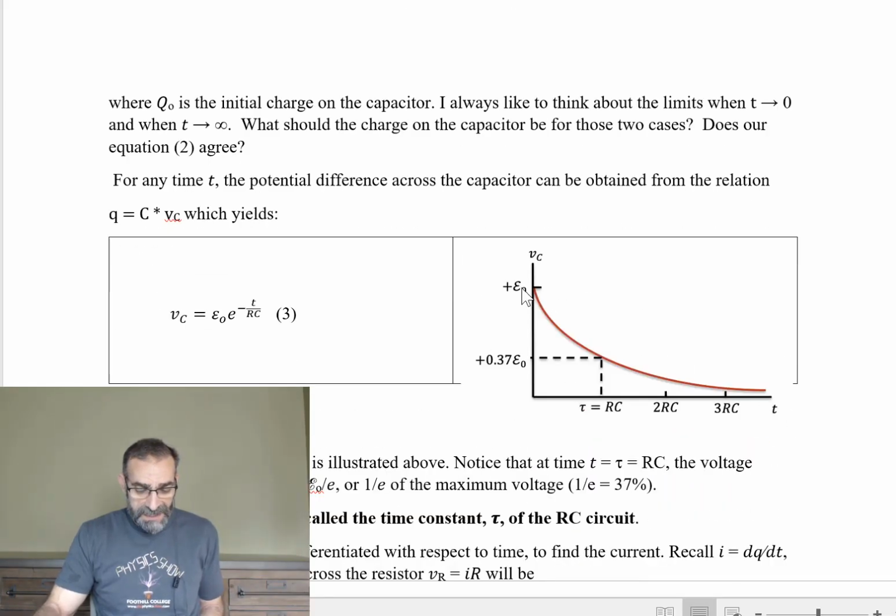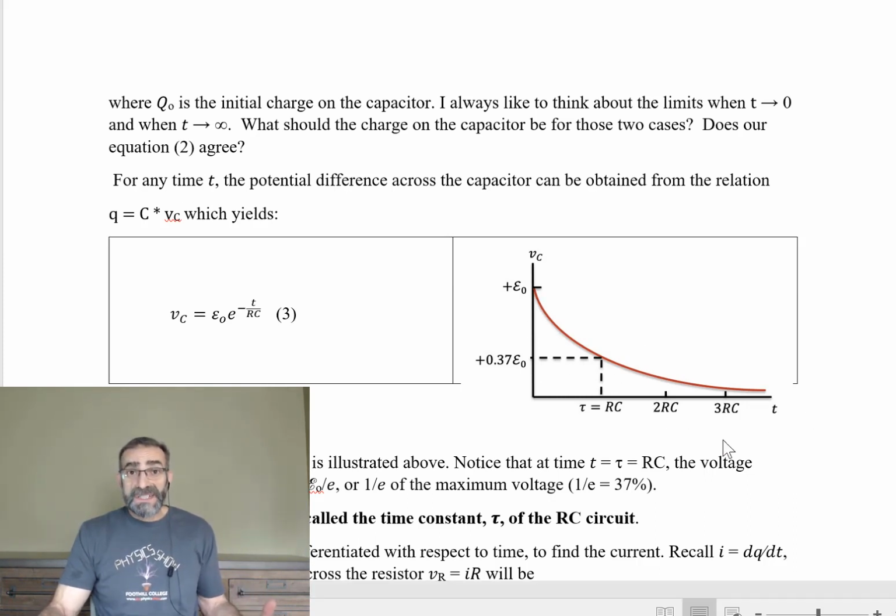And this is what it looks like. Charge as a function of time. It's hard to measure charge, right? Charge is a really hard thing to measure. But it's easy to measure potential difference. We can hook up a DMM.